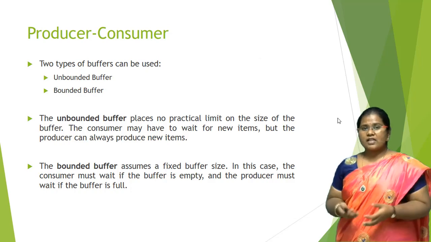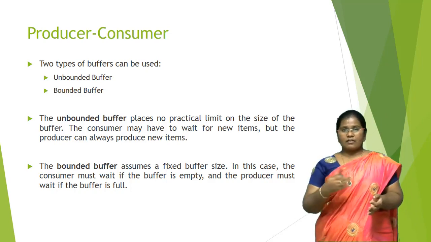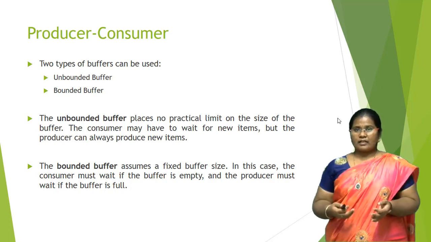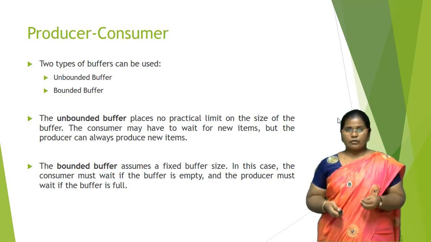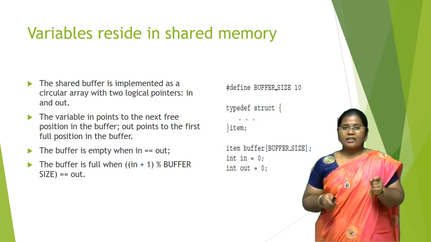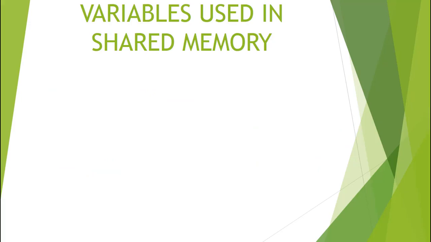If you are giving the buffer size as 10, the producer process can store up to 10 items in the buffer. If the buffer is completely filled with 10 items, then the producer cannot produce an item into the buffer. Okay, so that is about the two types of buffers we are going to use. And coming to the implementation, first we'll see what are the elements that are stored in the shared memory. Let us see first what actually the variables these both producer and consumer process are going to share in their shared memory segment.